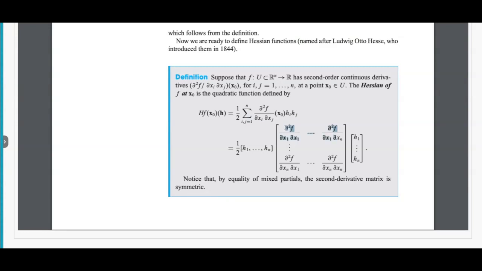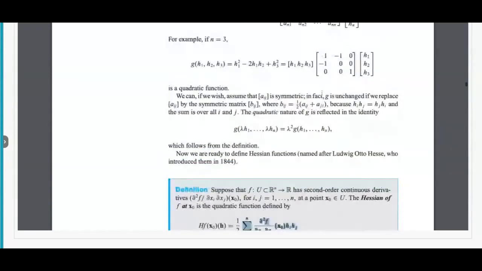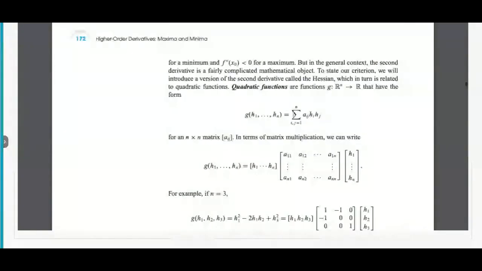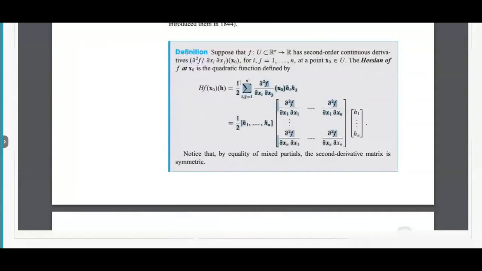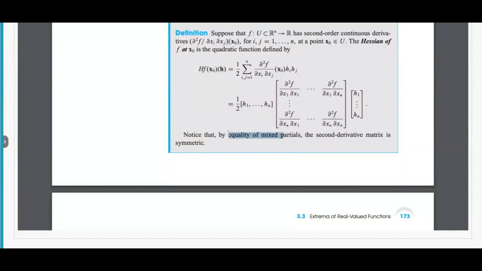If we want to use a matrix to represent it, it can be represented this way. If we use a summation sign, it is represented this way. The top has a little explanation if you get confused. We call this quadratic part of Taylor's theorem the Hessian. By equality of mixed partials, the second derivative matrix is symmetric.